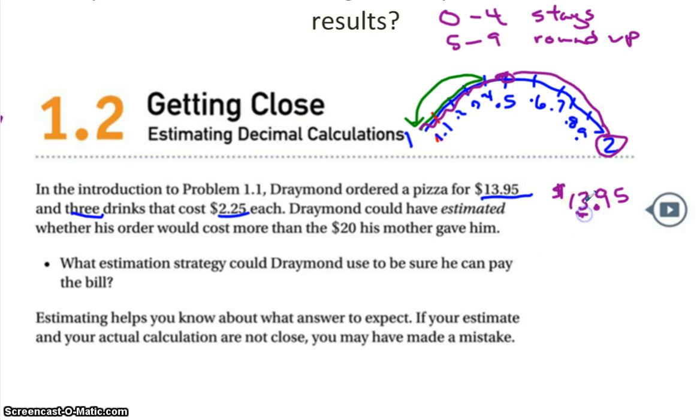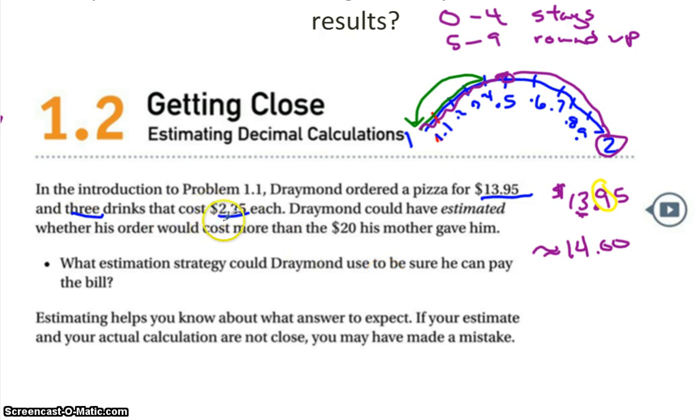I'm going to look at the 3. It is either going to stay a 3 or it's going to bump up to a 4. So I'm going to look at the 9. The 9 is larger than 5, which means it's closer to the next number than what's below it. So $13.95 would be about $14.